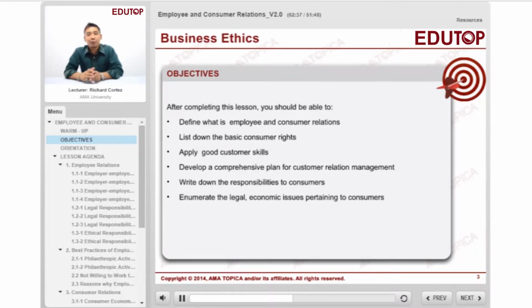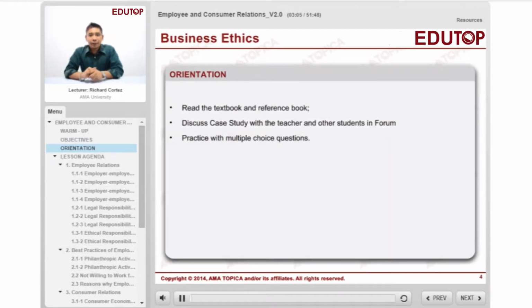You should be able to apply good customer skills, and you should be able to develop a comprehensive plan for customer relation management. You should be able to write down the responsibilities to consumers of the business. And the last learning outcome is you should be able to enumerate the legal and economic issues pertaining to consumers' rights or responsibilities to consumers.